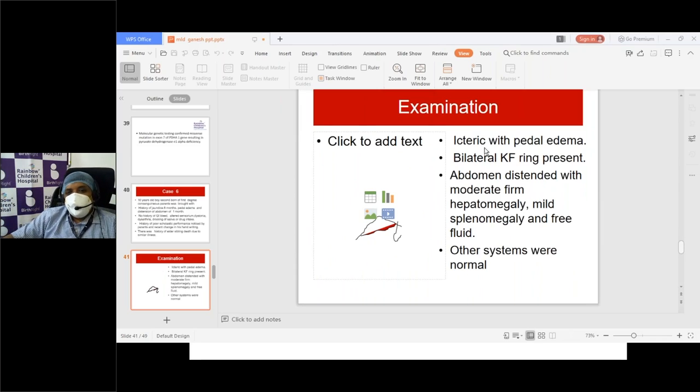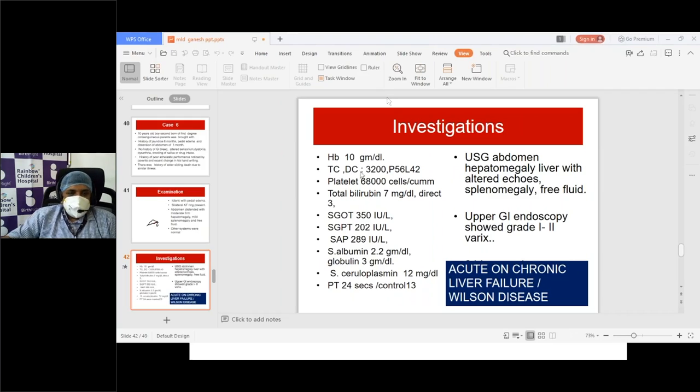So on examination, he was having icterus with pedal edema, bilateral KF rings present. Abdomen shows moderate firm hepatomegaly, splenomegaly, and free fluid, and other system examinations are normal. So these were the investigations. Investigations revealed a low hemoglobin, and almost a pancytopenia type of picture, and a conjugated hyperbilirubinemia with elevation of serum transaminases, hypoalbuminemia, prolonged prothrombin time, and low serum ceruloplasmin.